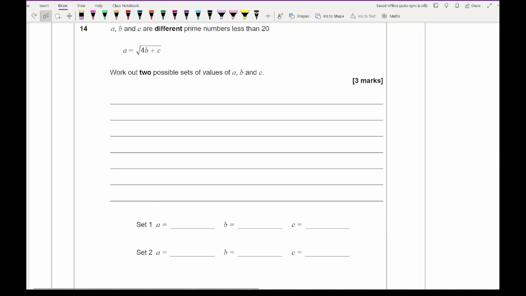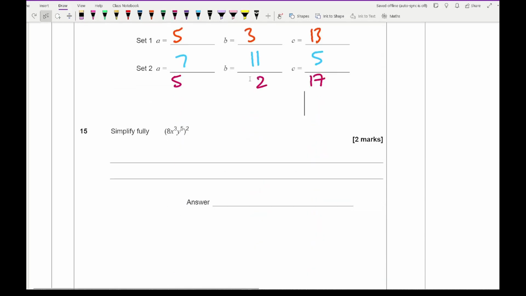So possible answers you could have are 5, 3 and 13. Another set of answers you could have are 7, 11 and 5, and another set of numbers you could have are 5, 2 and 17. So again, just a case of trial and error in terms of working that one out.